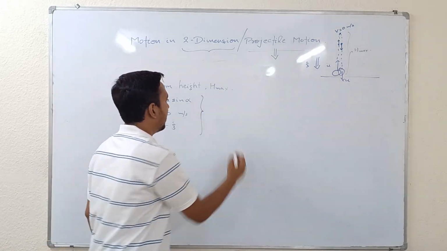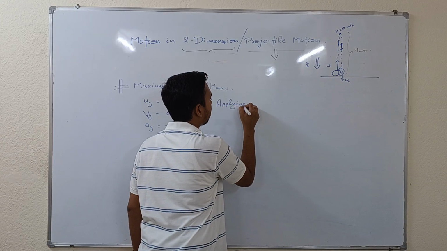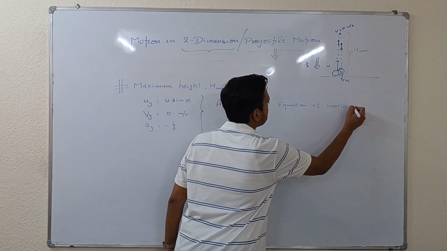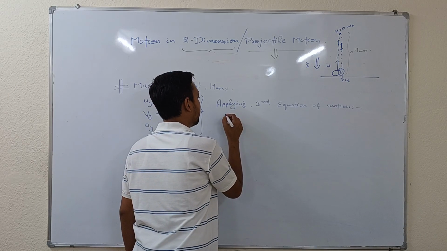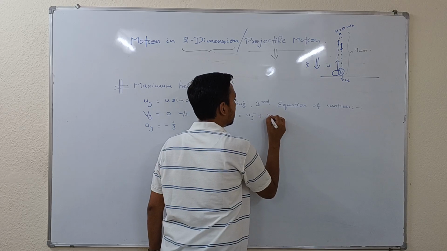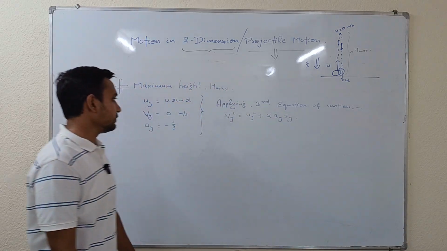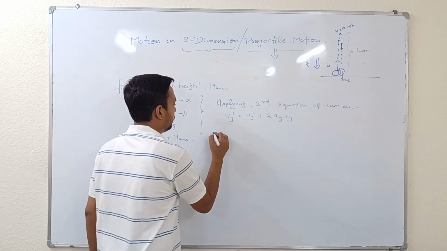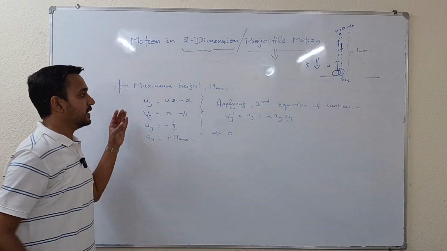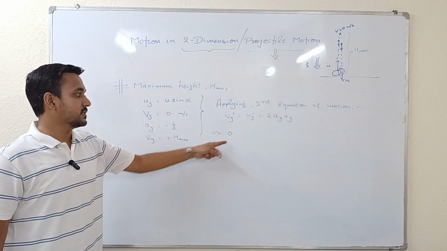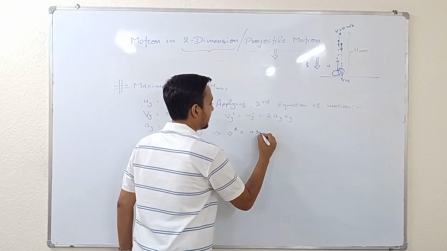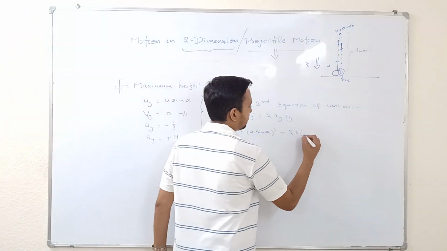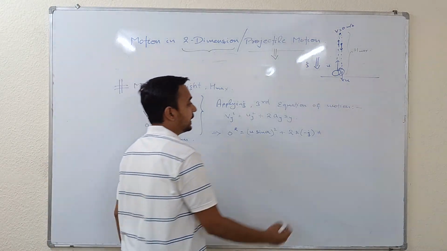So applying the third equation of motion, that is Vy square is equal to Uy square plus 2 Ay Sy. Here Sy is plus H max. Vy is 0. Putting these values in this equation, 0 square is equal to (u sin alpha) square plus 2 into Ay, which is nothing but minus g, and Sy is H max.